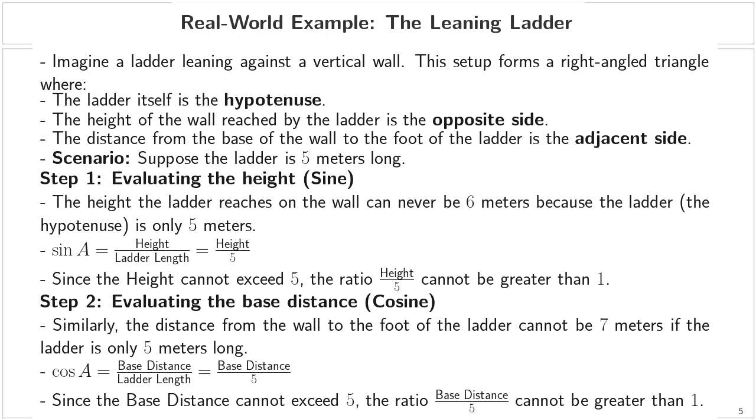Next, let's evaluate the base distance using the cosine ratio. Following the same logic, the distance from the wall to the foot of the ladder cannot be 7 meters if our ladder is only 5 meters long. When we write this as a ratio, cosine of angle A equals base distance divided by ladder length, or base distance divided by 5. Because the base distance is also limited by the length of the hypotenuse, this ratio, base distance divided by 5, also cannot exceed 1.